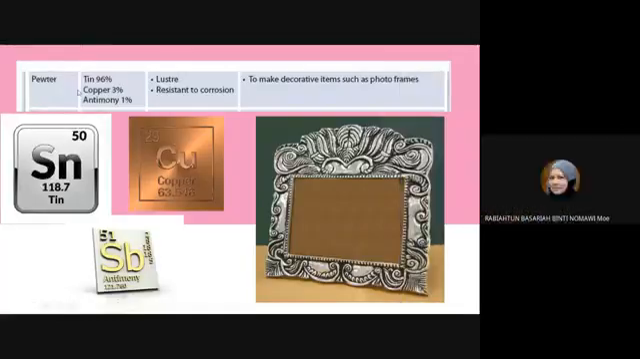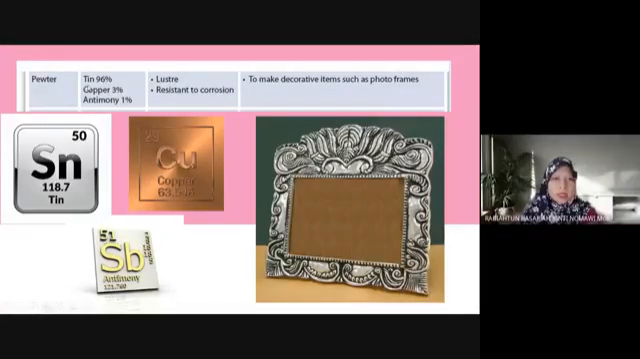Okay, pewter come from 96% of tin, 3% of copper and 1% of antimony. Okay, ni kalau you tengok color dia, ni color of tin macam ni lah. Copper punya warna macam nak orange sikit, and antimony pun warna lebih kurang macam tin. Okay, so what are the dia punya ciri? Okay, what are the characteristic of pewter?